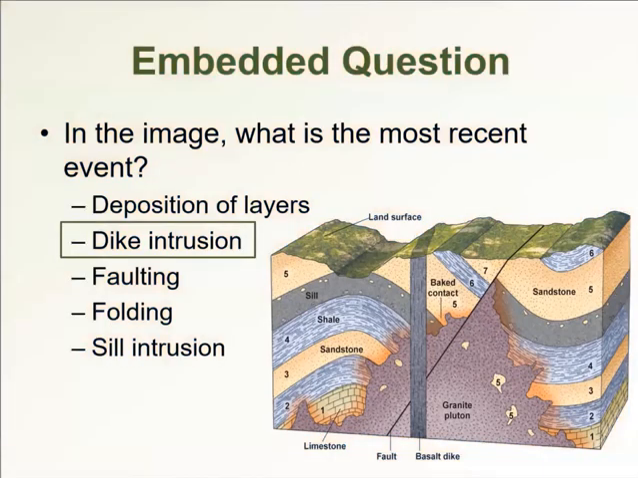Okay, so I did see a couple people that raised their hand for the dike. So the dike is cutting across the fault here. So that means that dike has to be younger. It's cutting across basically everything. The sill gets cut by the fault. So the sill is quite a bit older. And then the layers, everything's done to the layers. The folds are also cut by this fault.